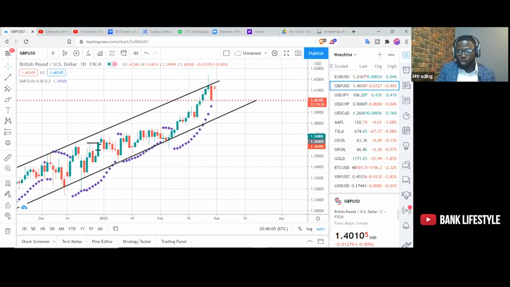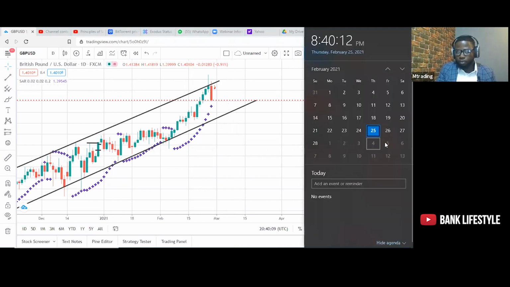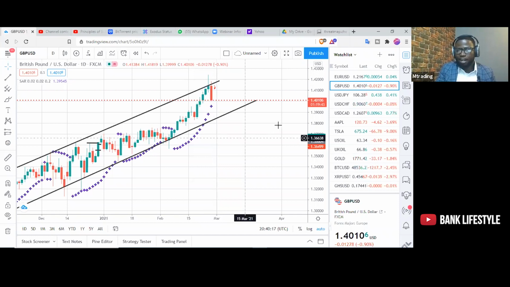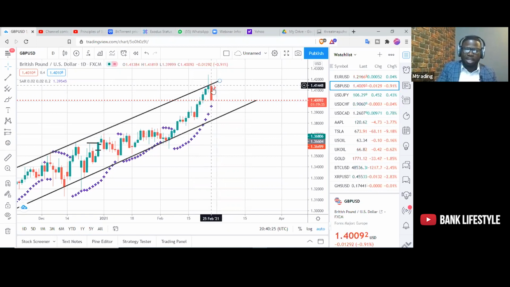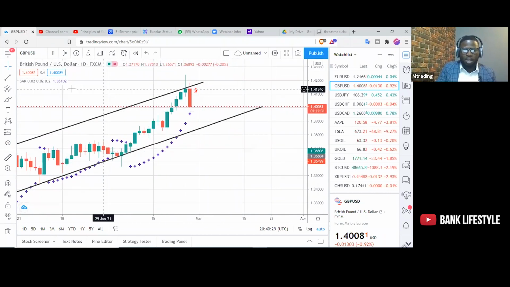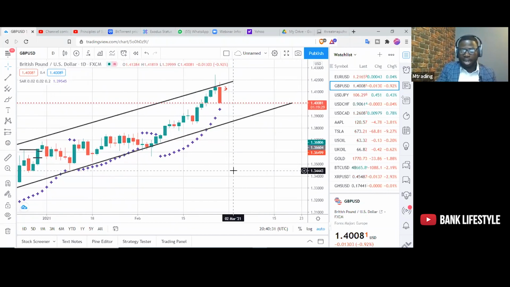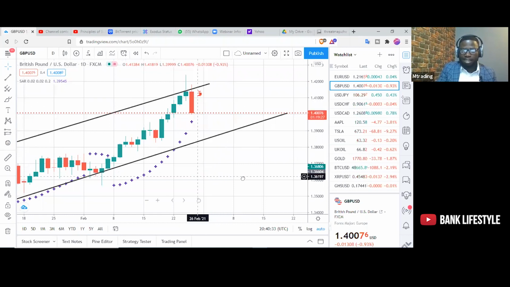Okay, so let's look at our calendar. So tomorrow is 26th, and tomorrow is the last Friday of the month. So for the last Friday of the month, what I need to tell you, traders, is that it can be very risky to trade on last Fridays of the month because there's something called the NFP. That's a non-farm payroll. Those data can be released on the last Friday of the month, and it can be very risky.